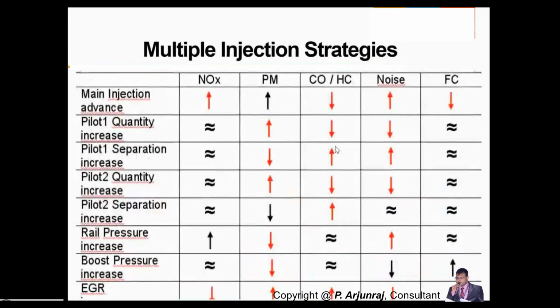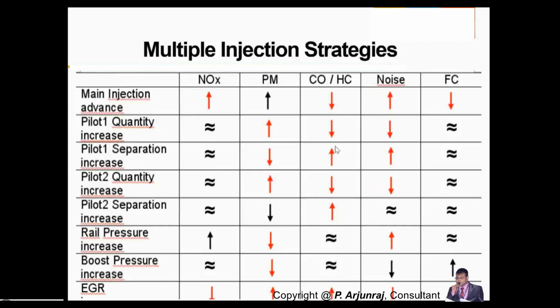So these are the different multiple injection strategies. This is again based on the consolidation of what has been taken from the research paper. When you are advancing the fuel injection or retarding it, for example, instead of 15 degrees before TDC, when you advance it to 17 degrees, what happens?